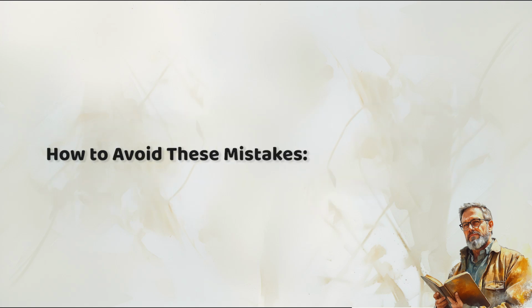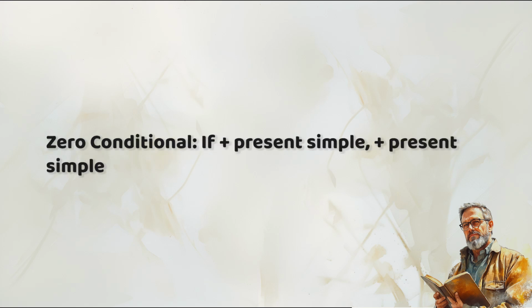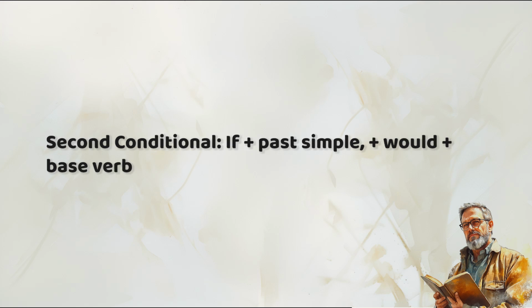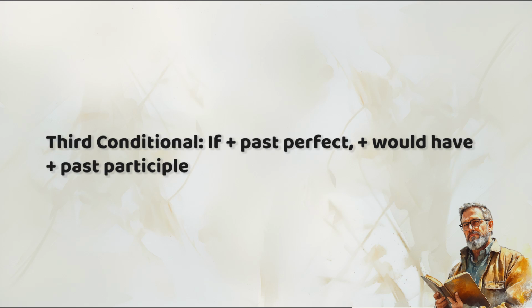How to avoid these mistakes? Remember the tense order. Zero conditional: if plus present simple, plus present simple. First conditional: if plus present simple, plus will plus base verb. Second conditional: if plus past simple, plus would plus base verb. Third conditional: if plus past perfect, plus would have plus past participle.